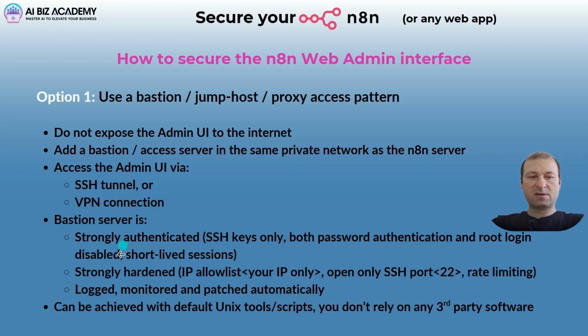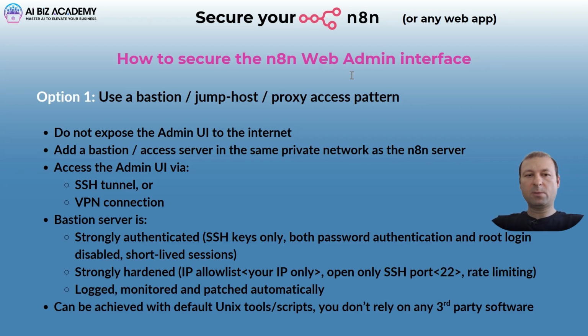The Bastion server is strongly hardened, meaning you can configure the firewall to allow only a list of IPs that are allowed to connect to this server. And of course, you open only the 22 SSH port and have rate limiting in place.